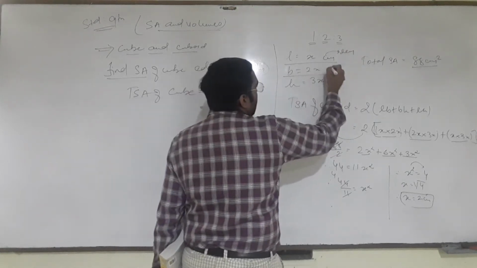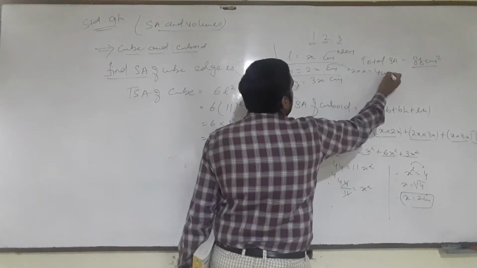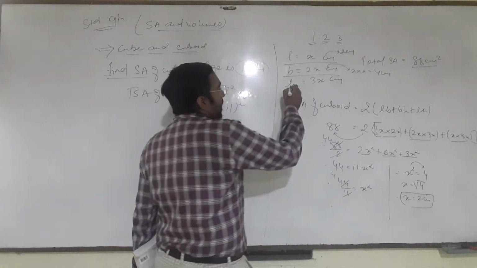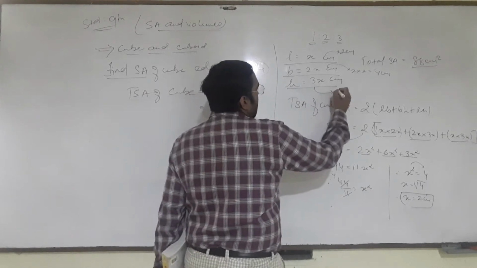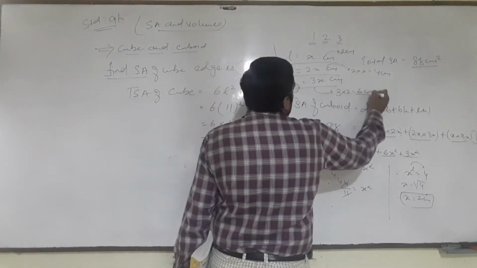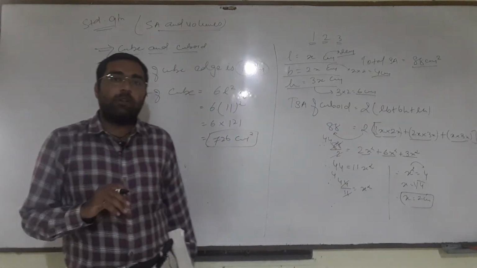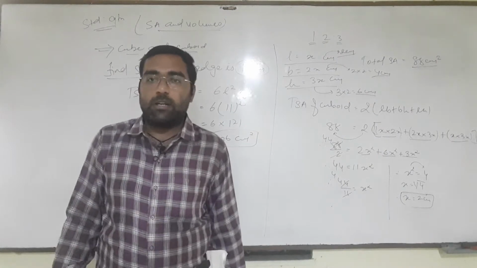Now my breadth is 2 times x, that is 2 into 2, 4 centimeter. My breadth is 4 centimeter. And now height is 3 times x, that is 3 into 2, that is 6 centimeter. So my length, breadth and height are 2 centimeter, 4 centimeter and 6 centimeter respectively.